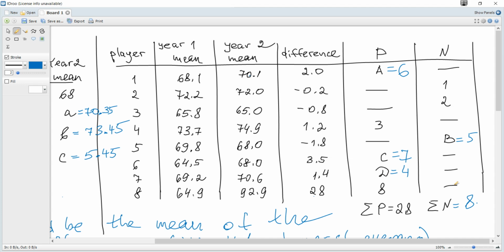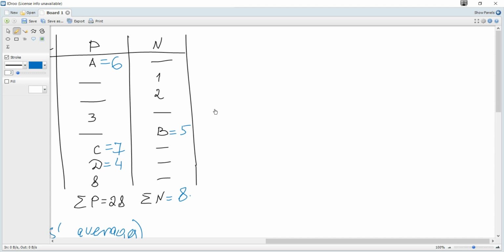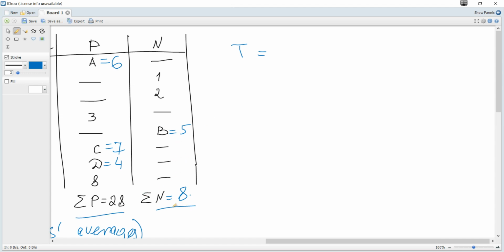And actually the next question, F, determine the values of A, B, C and D, and the sum of N, 3 marks, it's done. And we read the next. For this test, the Wilcoxon signed rank test statistic is T. This is equal to the smaller value from a choice of the sum of P and the sum of N. The smaller. So the smaller is this, it's 8. So the test statistic T is equal to 8.